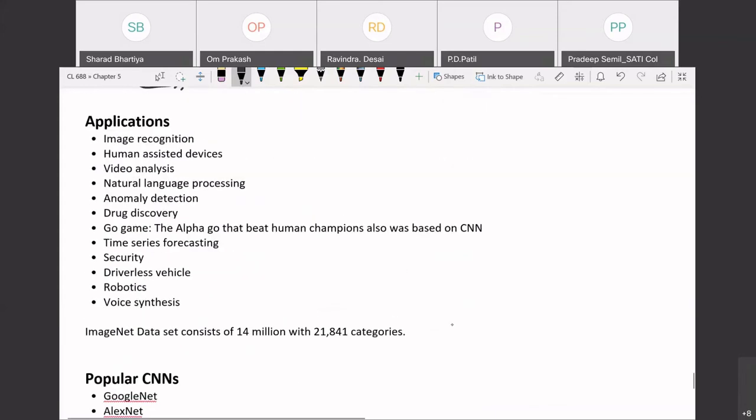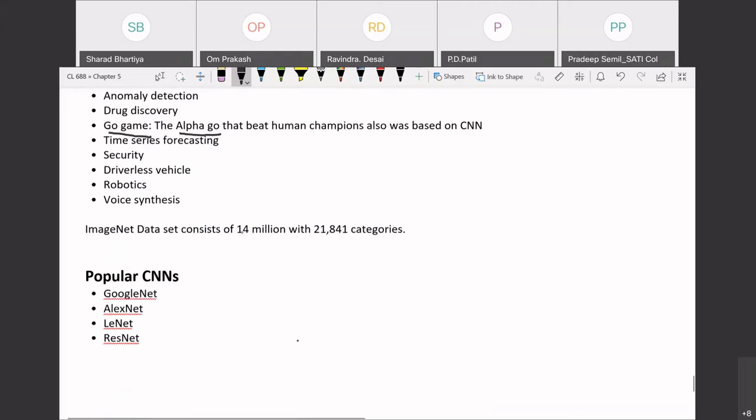So again, let me conclude this part by saying that convolution neural networks have become very popular. As I told you in the beginning or in the last class, AlphaGo, this Go game, was the convolutional neural net that could consistently beat the human champions, and I think this happened, it was published in 2017, somewhere in 2016, and after that it became extremely popular.